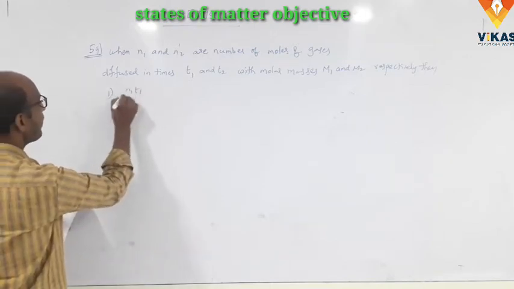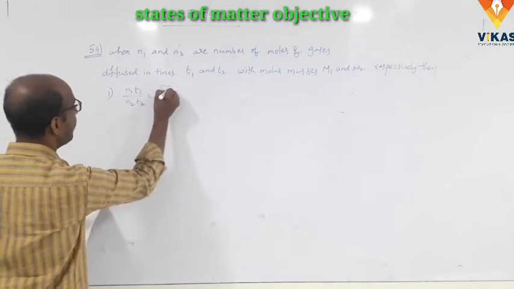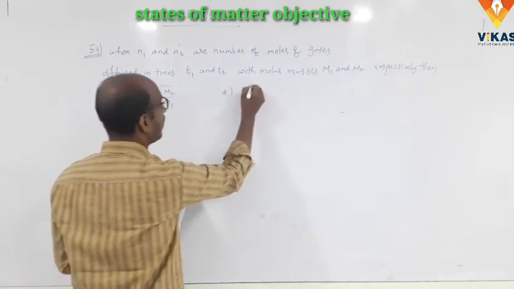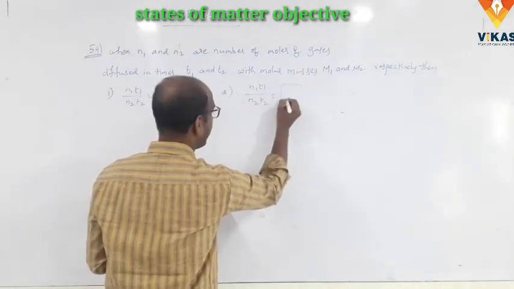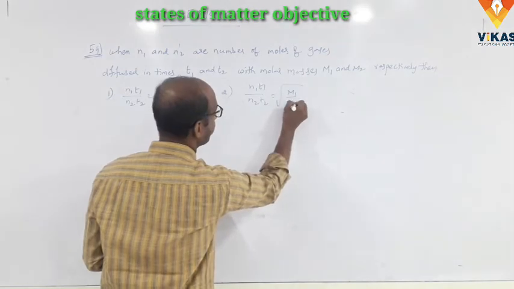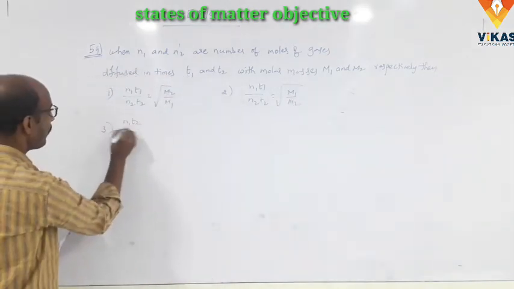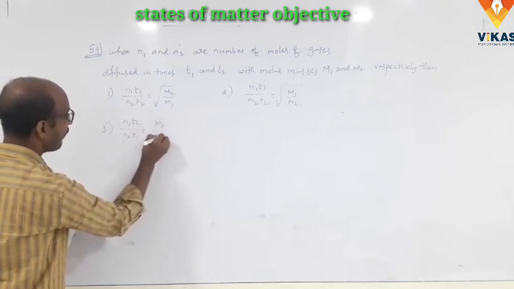First option: N1 T1 by N2 T2 equals under root of M2 by M1. Second option: N1 T1 by N2 T2 equals under root of M1 by M2. And third option: N1 T2 by N2 T1 equals under root of M2 by M1.